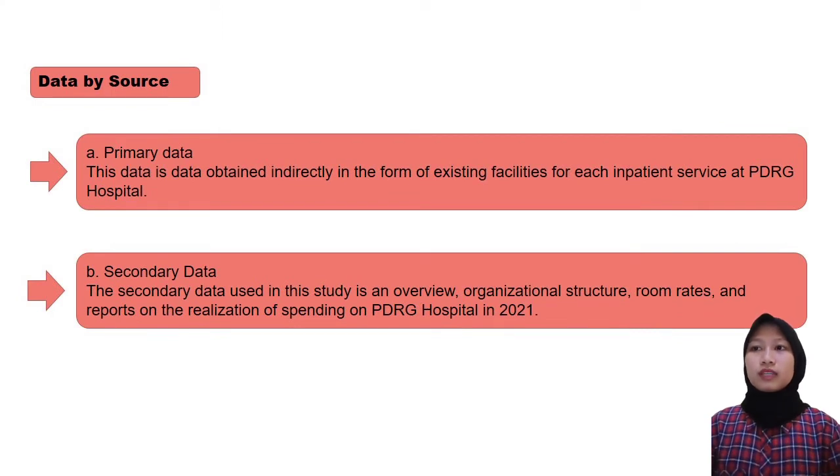Data by source. A. Primary data. This data is data obtained directly in the form of existing facilities for each inpatient service at PDRG hospital. B. Secondary data. The secondary data used in this research is an overview, organizational structure, room rates, and reports of the realization of spending at PDRG hospital in 2021.